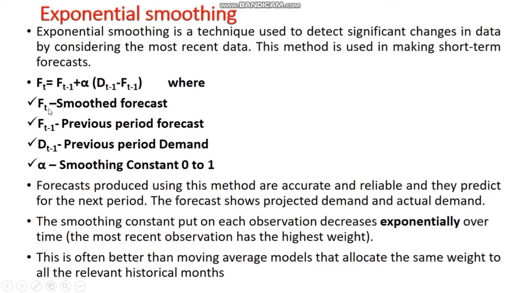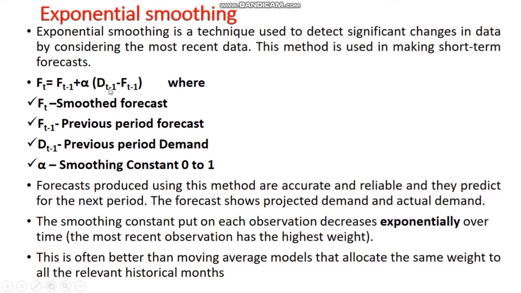Here Ft is the final forecast after adding the smoothing constant. Ft-1 is the previous period forecast, Dt-1 means previous period demand, and alpha is the smoothing constant. Normally this value is taken as any value from 0 to 1. The forecasts produced using this method are more accurate and reliable, and they predict for the next period. The forecast shows projected demand and actual demand.